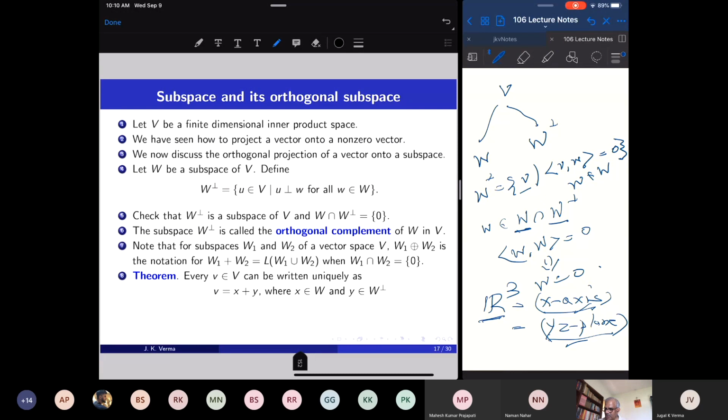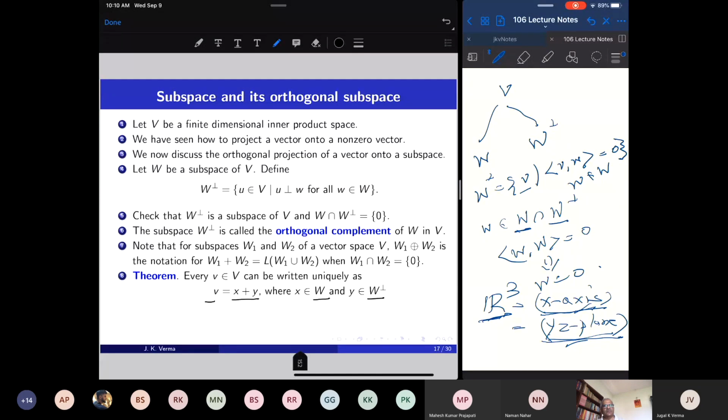Now let's show that V is a direct sum of W and W perp. W and W perp intersect in the zero vector, but let us show that their sum is the whole space. Every vector in V can be written as a sum of two vectors, one in W and another in W perp. This is just like here, where every vector in R3 is a sum of a vector along the x-axis and a vector in the YZ plane. What is important is that these two components are uniquely determined.